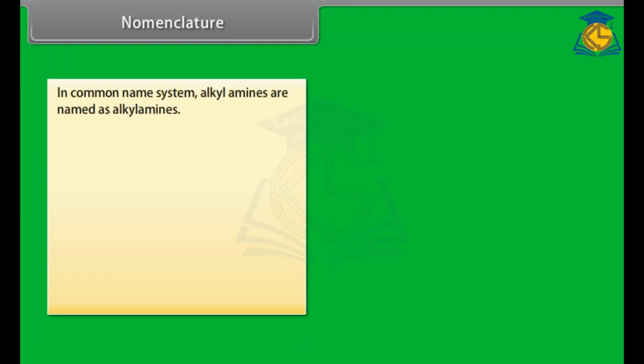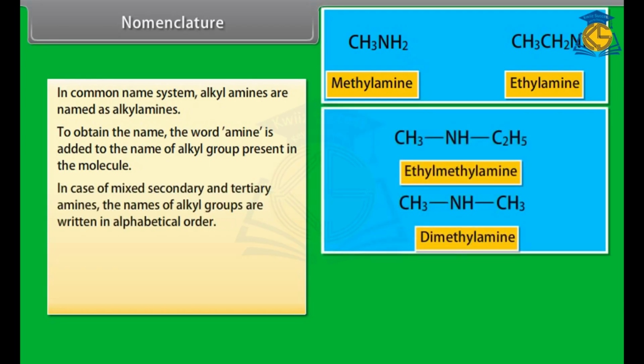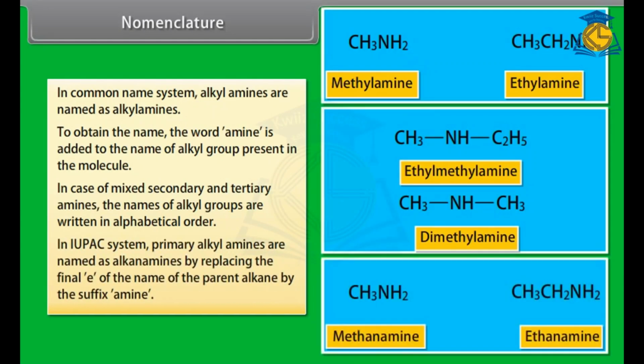Nomenclature. In common name system, alkyl amines are named as alkylamines. To obtain the name, the word amine is added to the name of alkyl group present in the molecule. In case of mixed secondary and tertiary amines, the names of alkyl groups are written in alphabetical order. In IUPAC system, primary alkyl amines are named as alkanamines by replacing the final E of the name of the parent alkane by the suffix amine.